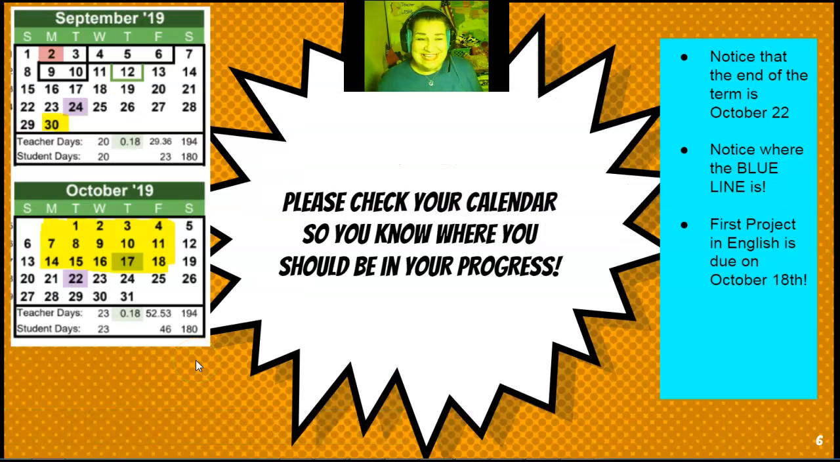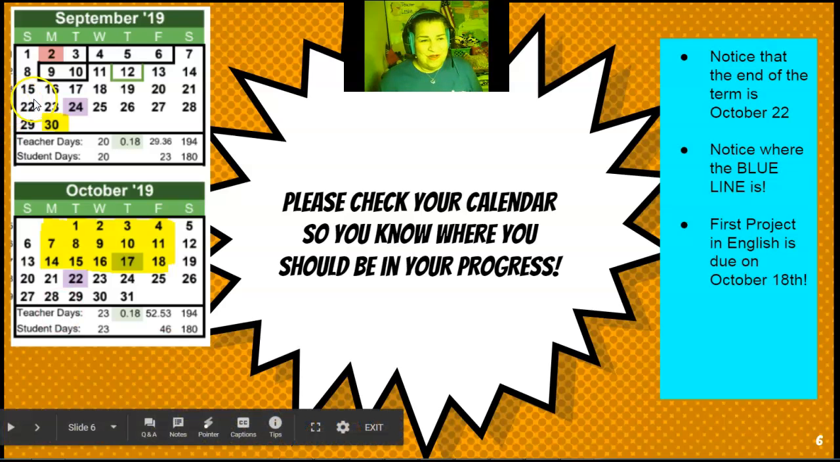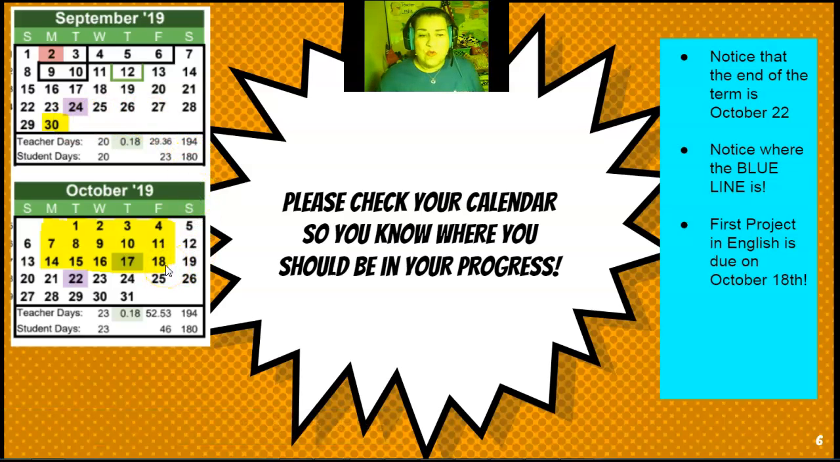Don't forget to check your calendar. We are now on September 30th, and your project is due on the 18th of October. So let's see how many days that gives you to get that project done. A 5-paragraph essay about yourself and you reading your essay. Here we go. 1, 2, 3, 4, 5, 6, 7, 8, 9, 10, 11, 12, 13, 14, 15 more days to write your essay and turn in your project.